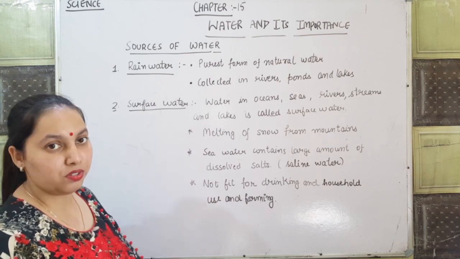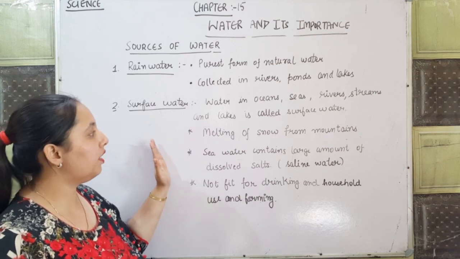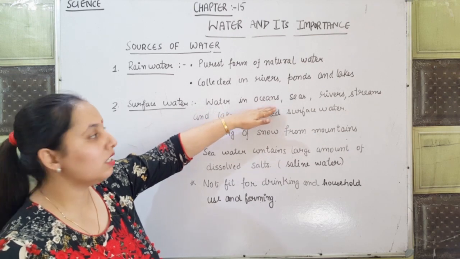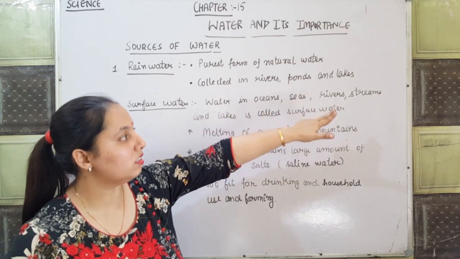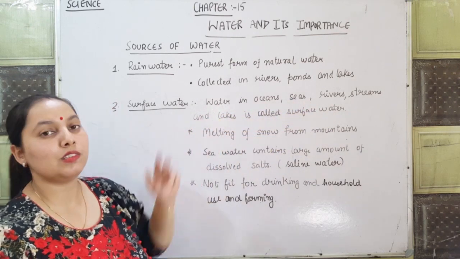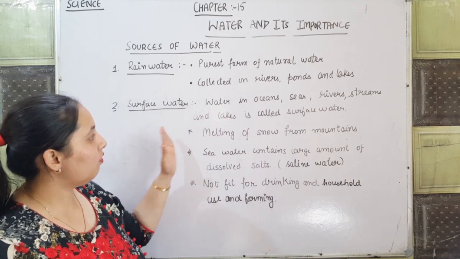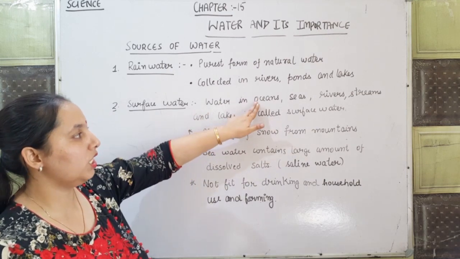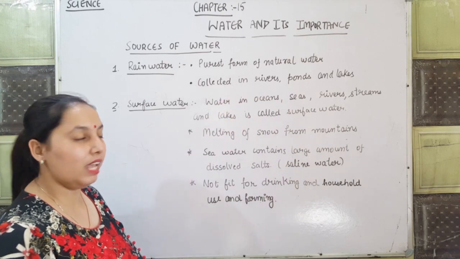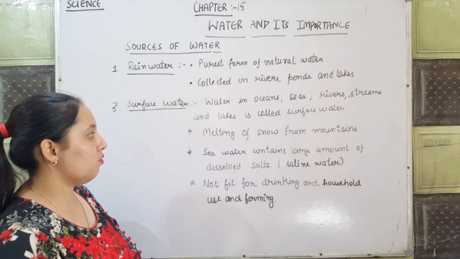Next is surface water. So what is surface water? Water in oceans, seas, rivers, streams and lakes is called surface water. The water which exists in oceans, seas, rivers, streams and lakes is known as surface water.